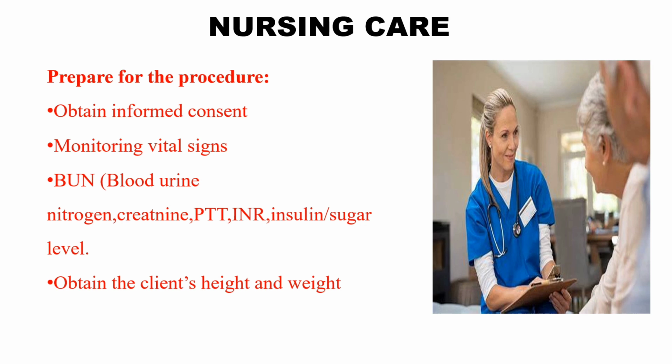Coming to the nursing care. Before the procedure, we have to explain to the patient. First, obtain the informed consent. After the patient is properly identified, the procedure must be explained before consent can be signed. And monitor the vital signs. Baseline vital signs will be taken, and the doctor can then proceed with the procedure. The blood tests must be done, including blood urea nitrogen, creatinine, PTT, INR, and sugar levels. And finally, obtain the client's height and weight, which will help determine dye administration.